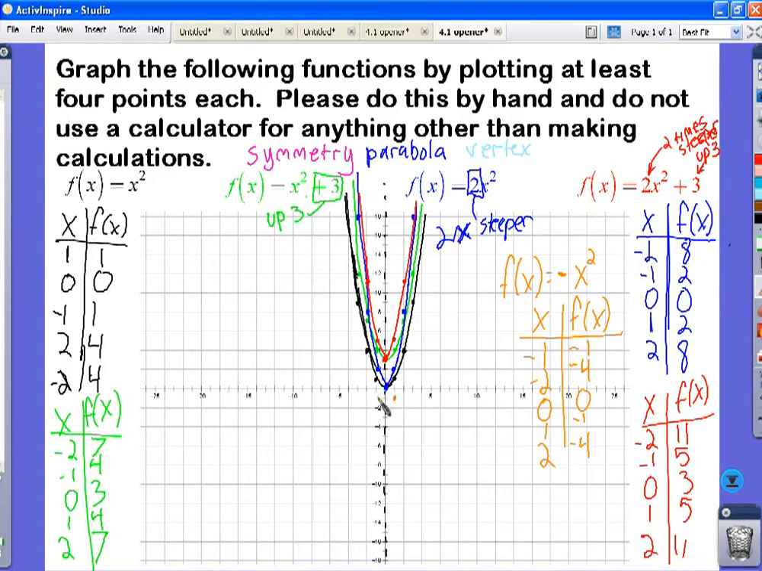So what did putting a negative in front do? Upside down. Reflection. That's good too. Good words. Well done, Jimmy.